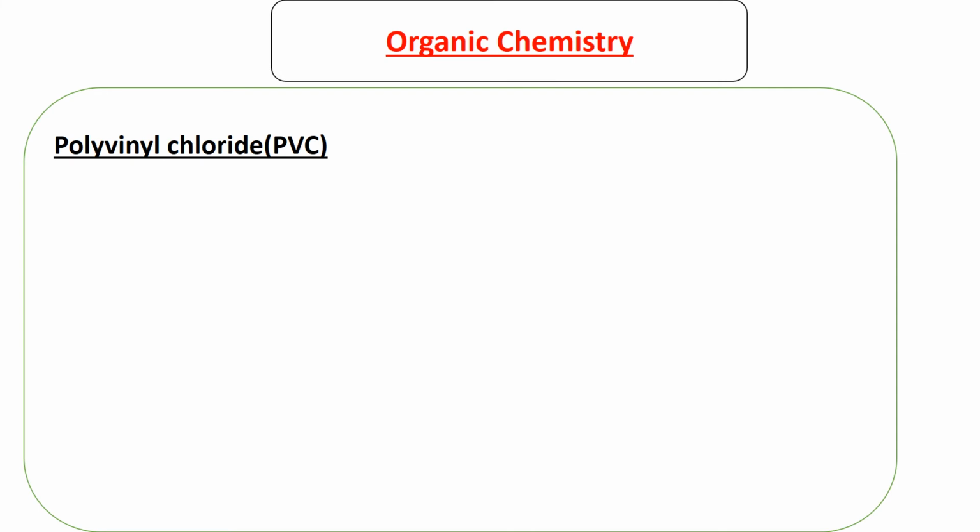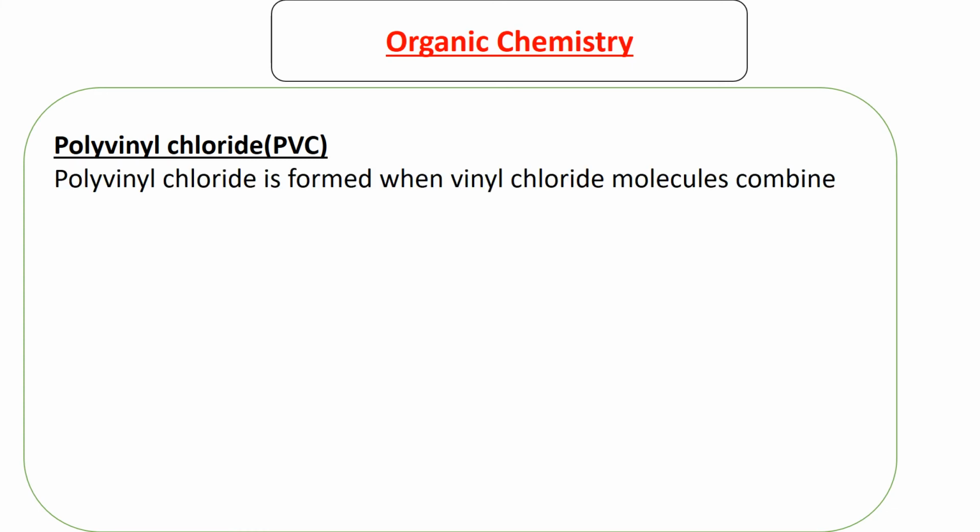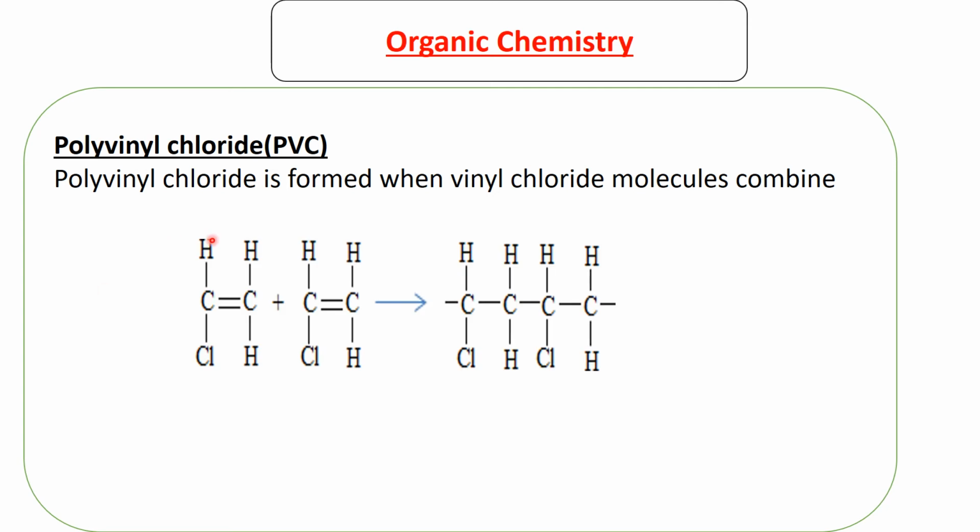Next, polyvinyl chloride, PVC. So polyvinyl chloride is made of many vinyl chloride, which have of course combined. So a vinyl chloride is this. It's just an ethene, but one hydrogen has been taken by chlorine. So when that happens, this vinyl chloride can combine with another vinyl chloride using the same process that I had explained, and we're going to have this, which is polyvinyl chloride.